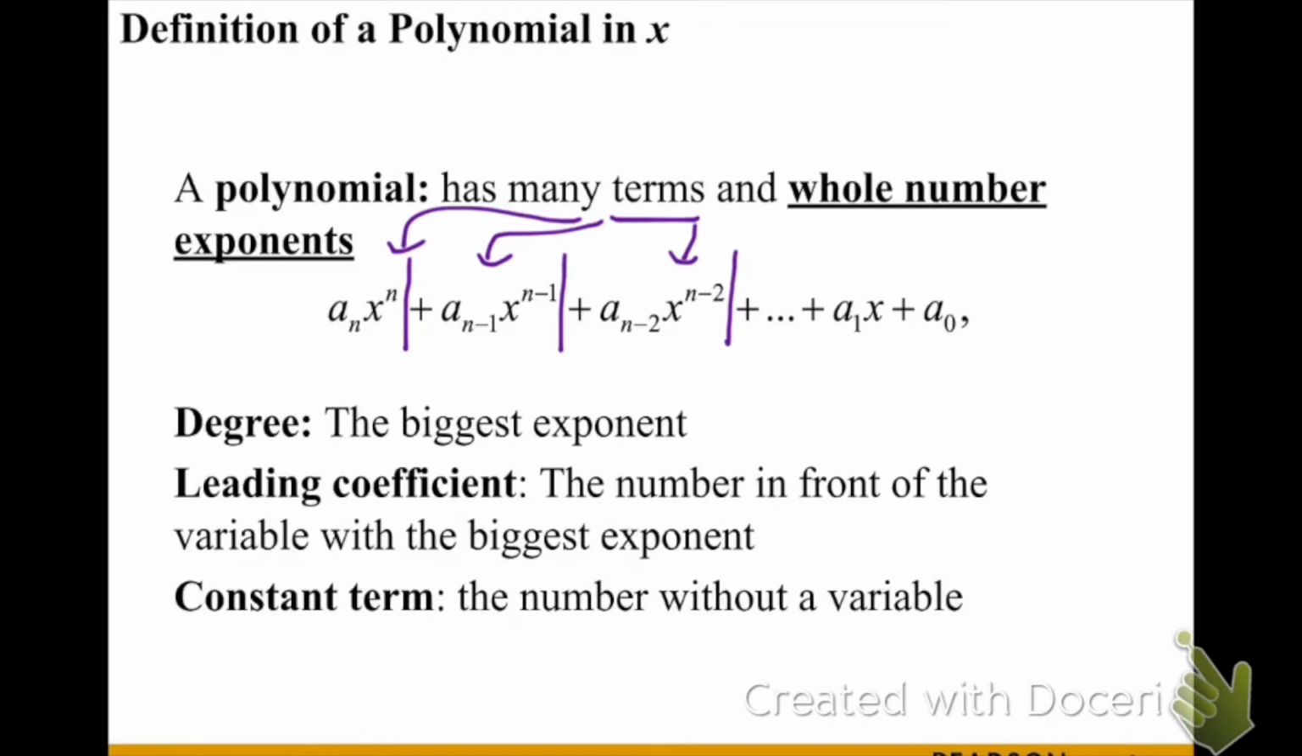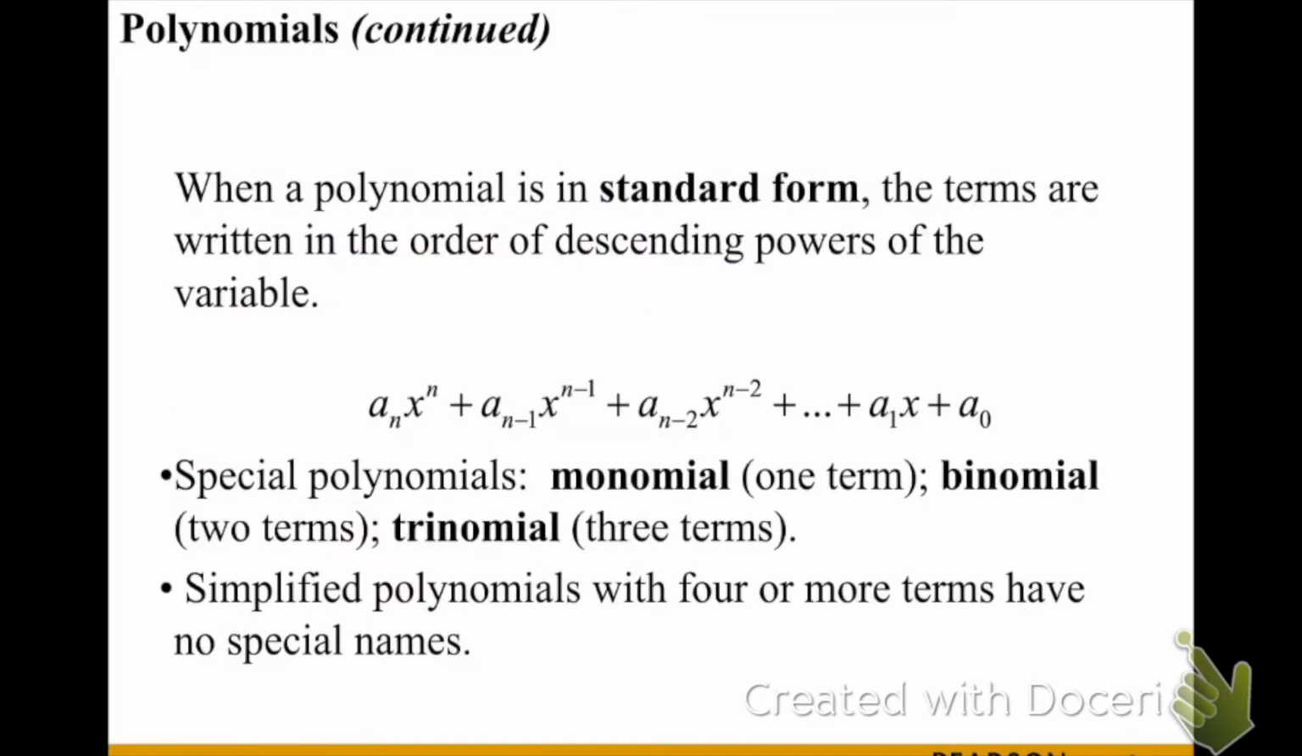The degree of a polynomial is the highest or largest exponent of the polynomial. In this case, it would be n. The leading coefficient is the number in front of the variable with the biggest exponent, and the constant term is the term or the number without a variable, in this case the a naught. When we're talking about polynomials in standard form, this means that it has been written such that the terms are written in the order of descending powers, or from highest to lowest.